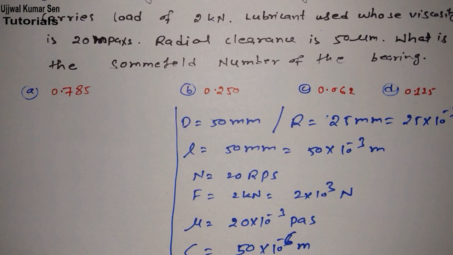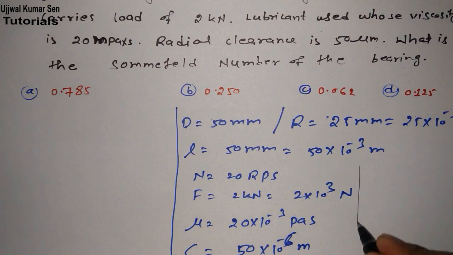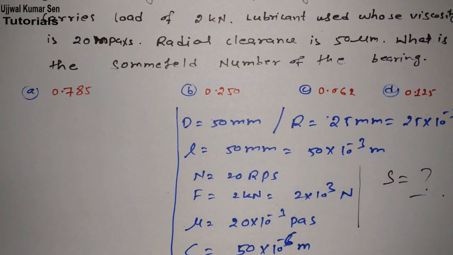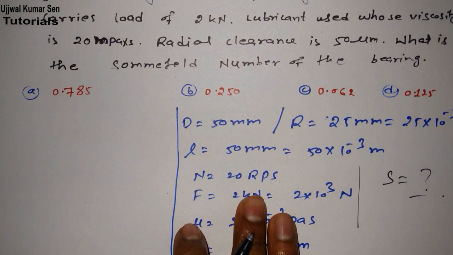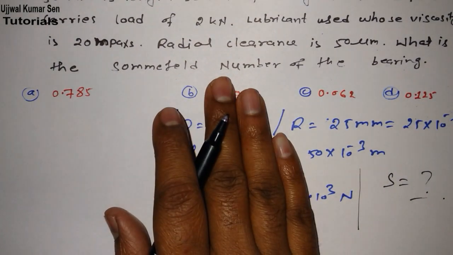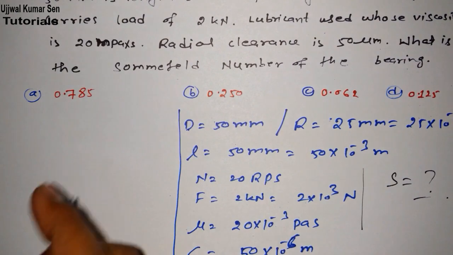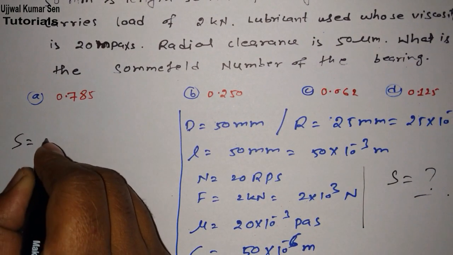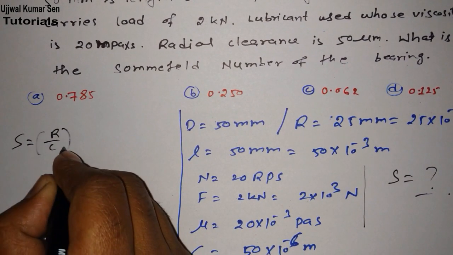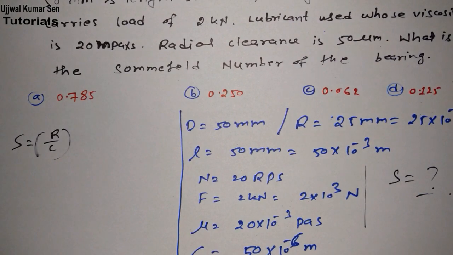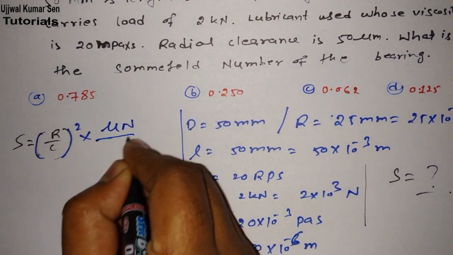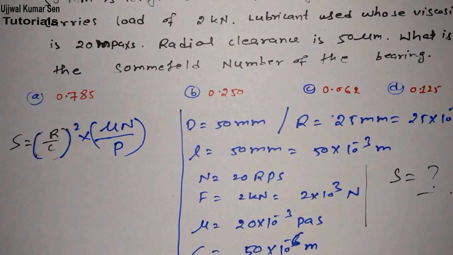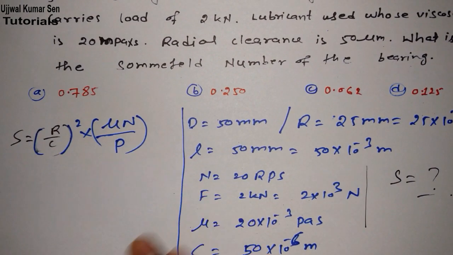So that's all about the question, and what we have to find out basically is S equal to what, that is, the value of Sommerfeld number. So what are you waiting for? Let's go for it. Let's write the formula first. S is equal to (R by C) whole square multiplied by mu N by P. Now here is the problem we will probably face. What is P?